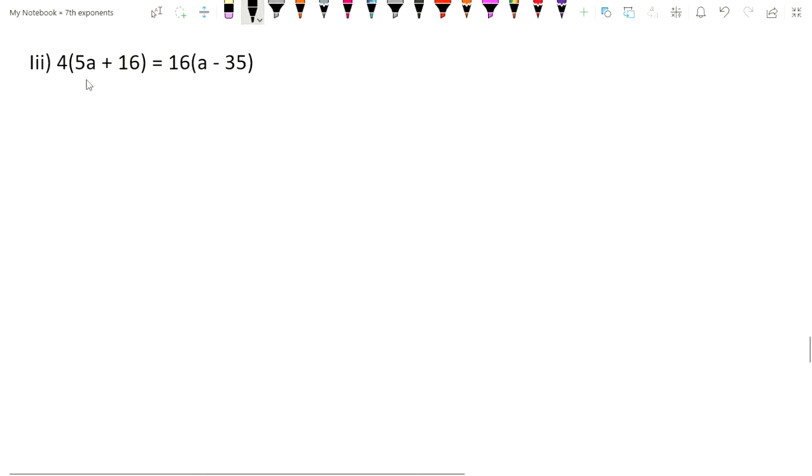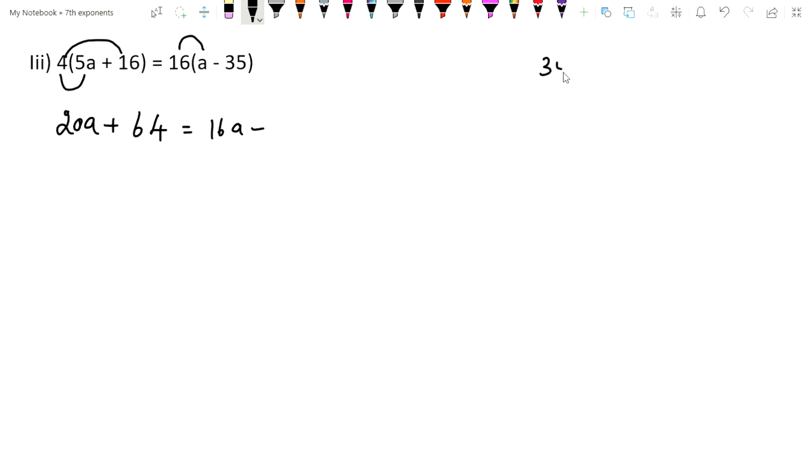4 into (5a plus 16) equal to 16 into (a minus 35). Now multiply this. 4 into 5a, 20a, plus 4 into 16. 4 6s are 24, 4 remaining 2. 4 ones are 4, 4 plus 2, 6. 64 equal to 16 into a, 16a minus 35 into 16. 6 5s are 30, 0 remaining 3. 6 3s are 18, 18 plus 3, 21. 1 5s are 5, 1 into 3, 3. So 560.